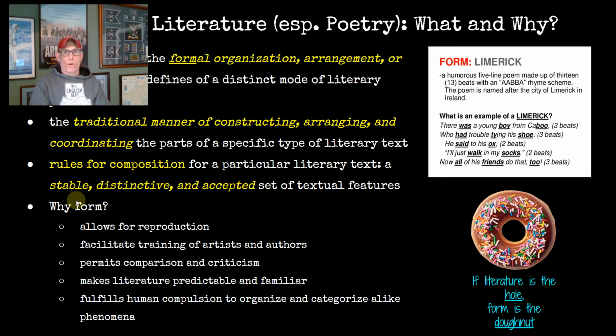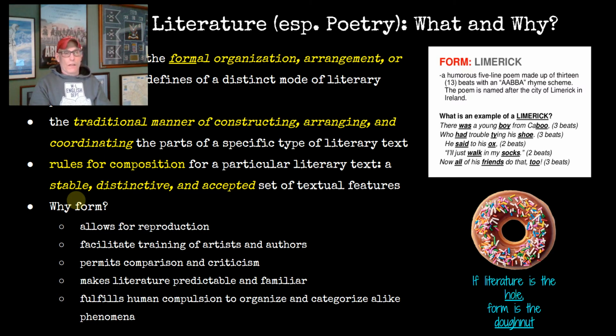So what is form in literature? Well, it can be very tough to describe it technically, but you can look at form as a traditional way to construct, arrange, or coordinate the parts of a specific type of literary text. A form is a set of rules for how a literary text is composed. And those rules become stable, distinctive, and accepted based on their shared literary features.